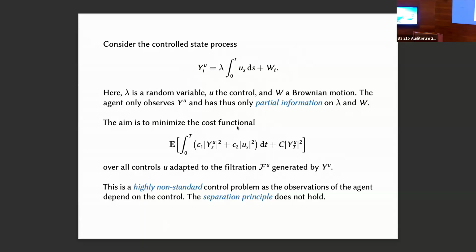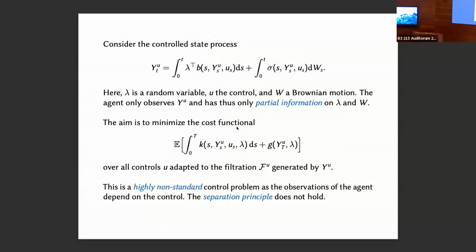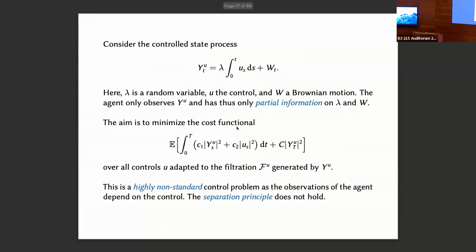And as I said, this is the strong formulation. We don't really know any papers who study this kind of formulation because the separation principle fails. And then you have this trade-off between trying to optimize this cost functional and choosing your control in order to learn. And it's hard to quantify how well changing your filtration affects the cost function. This is what makes it tricky. In the paper, we are slightly more general, but for the sake of this talk, we stay in this very simple form of the state process and just quadratic cost function.